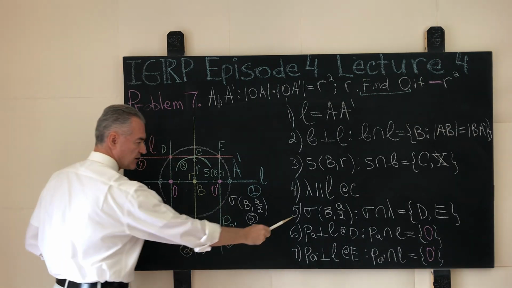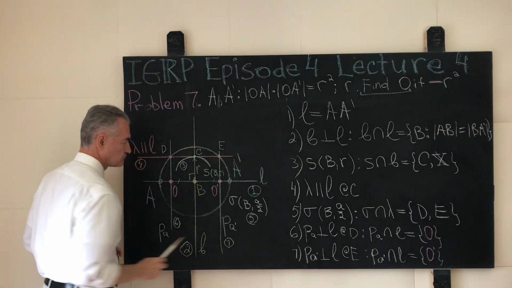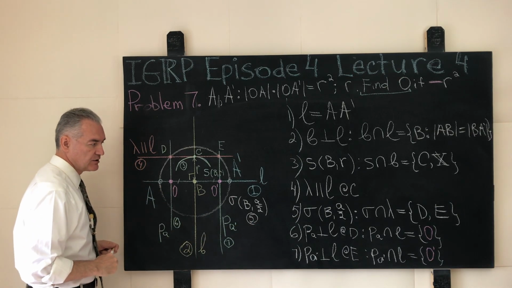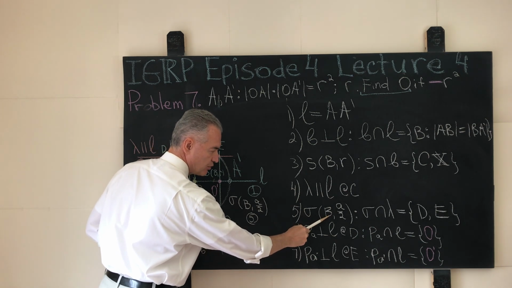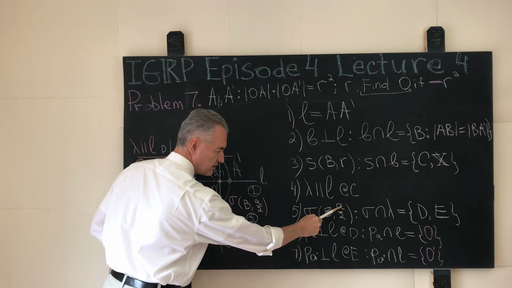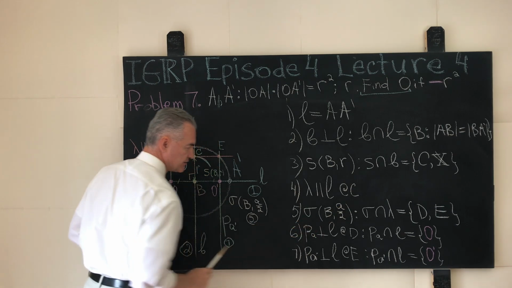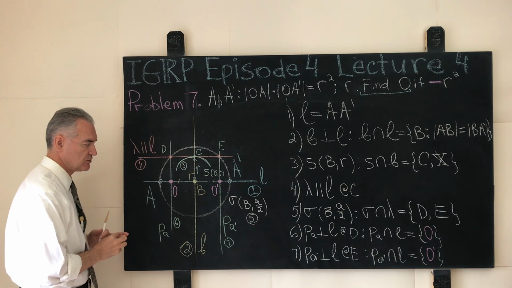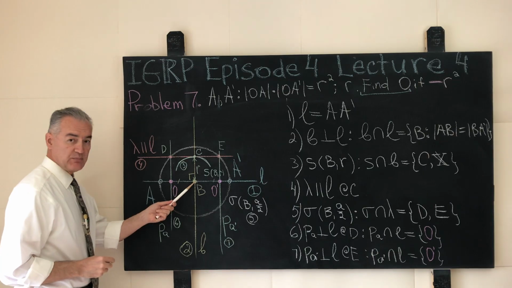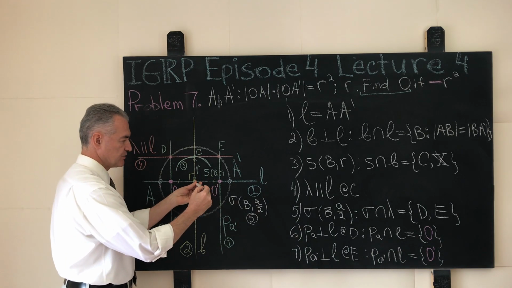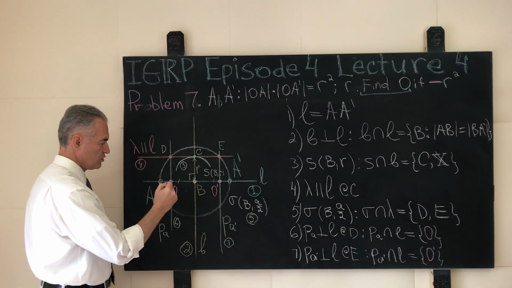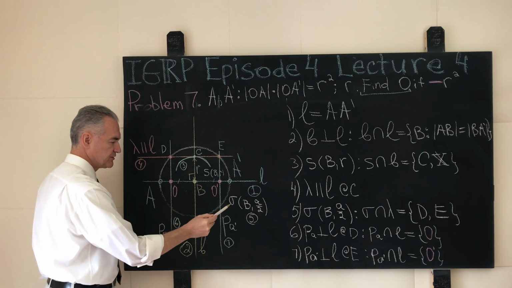Now, step number 5 is the construction of the circle named sigma that has the point B as its center and a over 2 as its radius. We already know how to do that. Point B as the center. Open up the compass to the distance, for example, to the point A prime or A. Snap a circle, call it sigma.